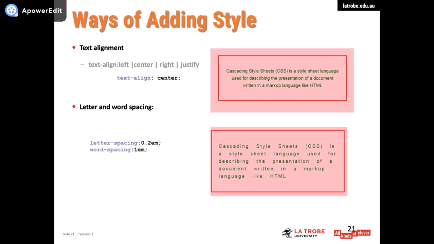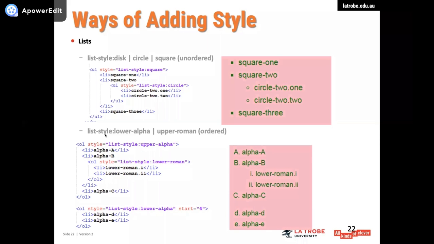And then it's the list. We can use CSS to change the bullets of the list or the numbering of the ordered list. So here is the inline style. Just for teaching purposes, in order to make things clear, I just use the inline style. You can change to use some other style.